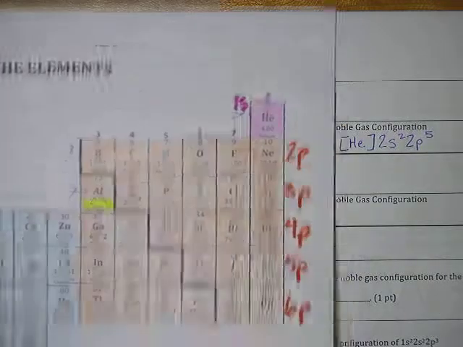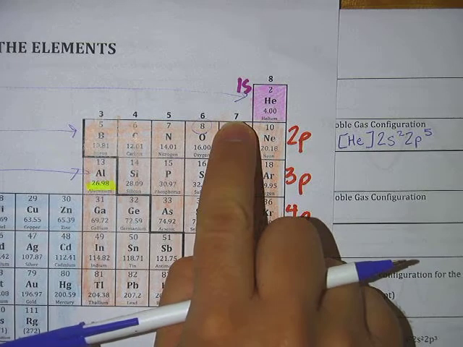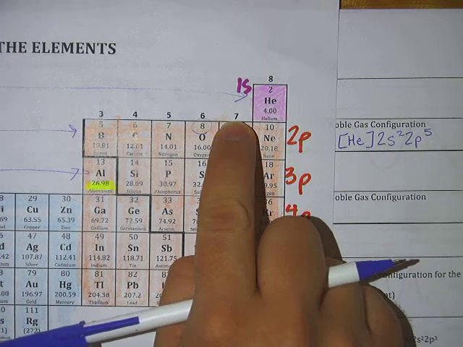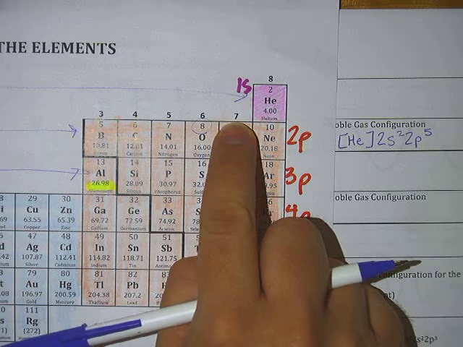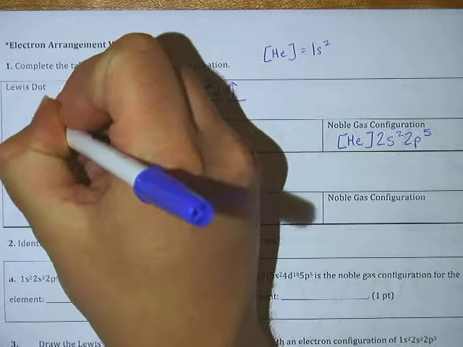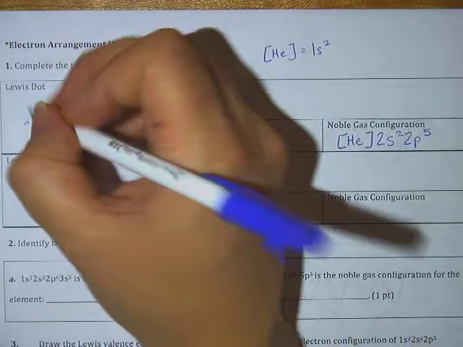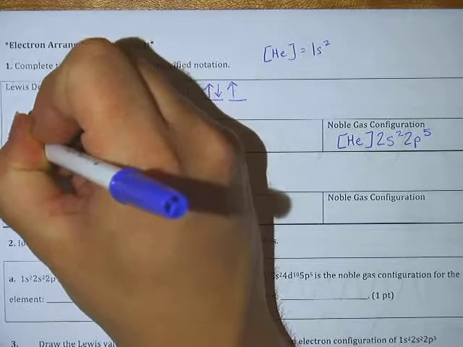Of course, you could also just look at your periodic table, see that fluorine is in the 7th group, the 7th column, and that also tells you need 7 dots. So 1, 2, 3, 4. Remember, you have to put 1 on each side. Then you go back and pair them up.